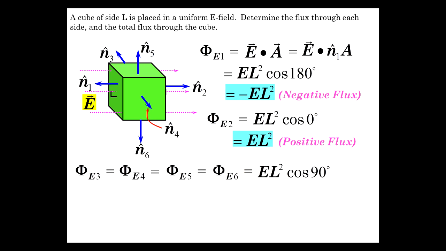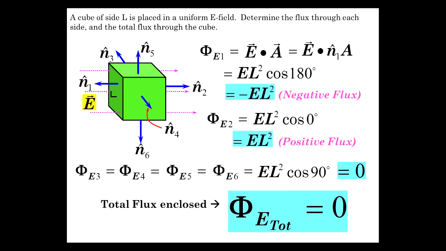It's EL squared cosine of 90 degrees between the direction of the electric field and the normal vector in each one of those cases. Every one of those other cases, 90 degrees. Wow. No flux. So the total flux enclosed, add them up, and there is 0 electric flux through the surface, which is consistent with there not being any charge enclosed by this cube. The electric field is external. All the flux that goes in likewise comes out.